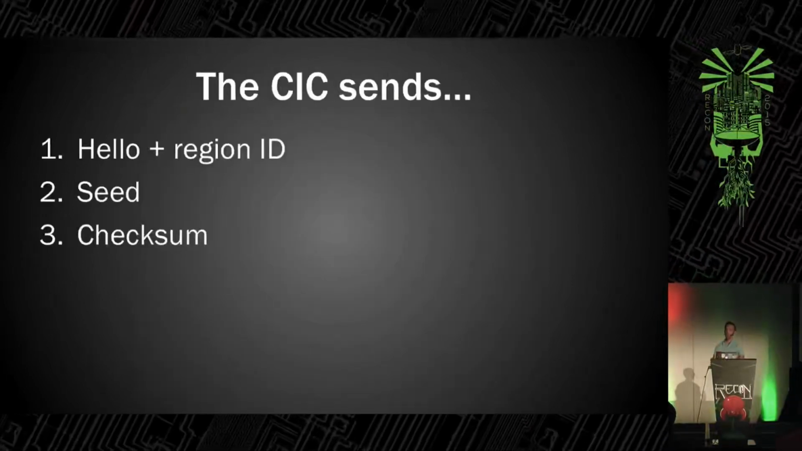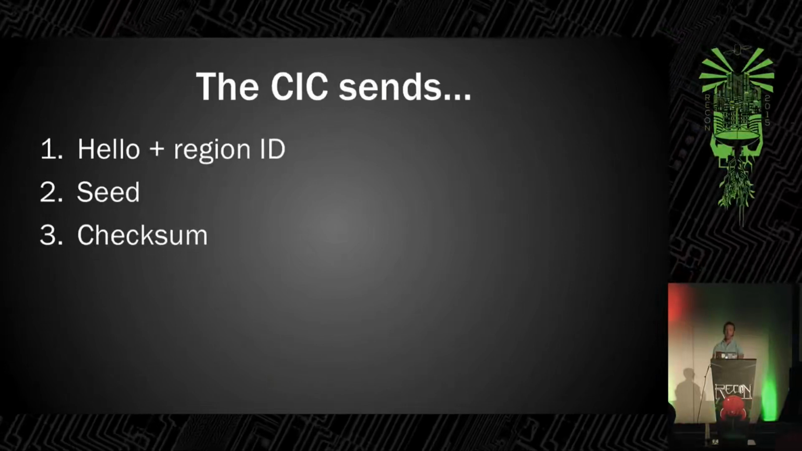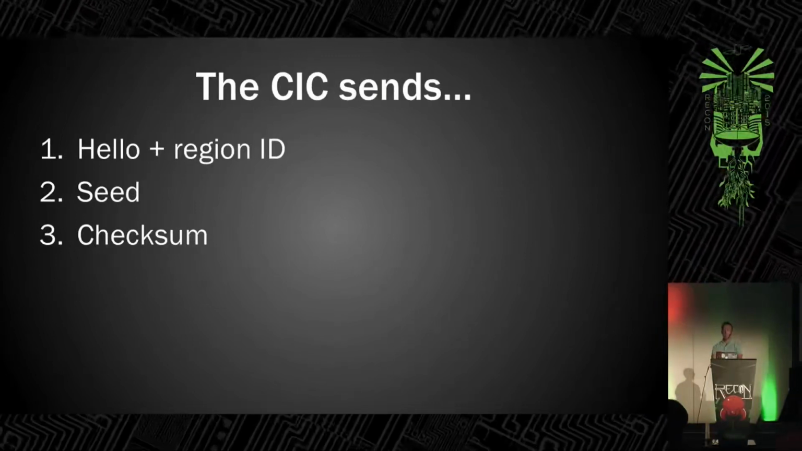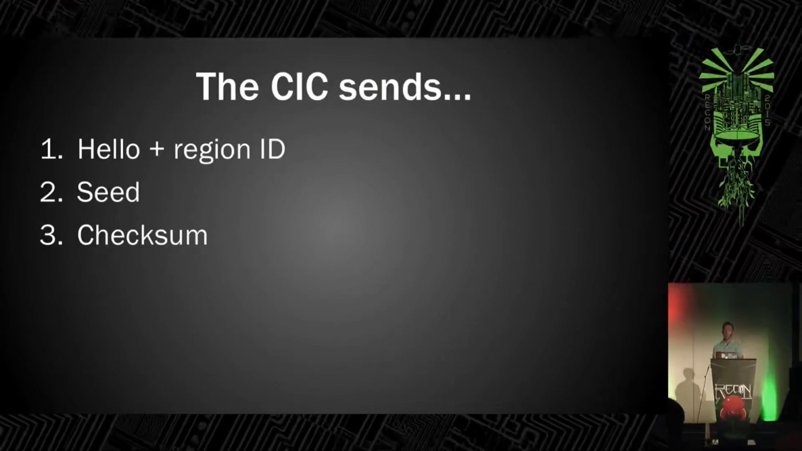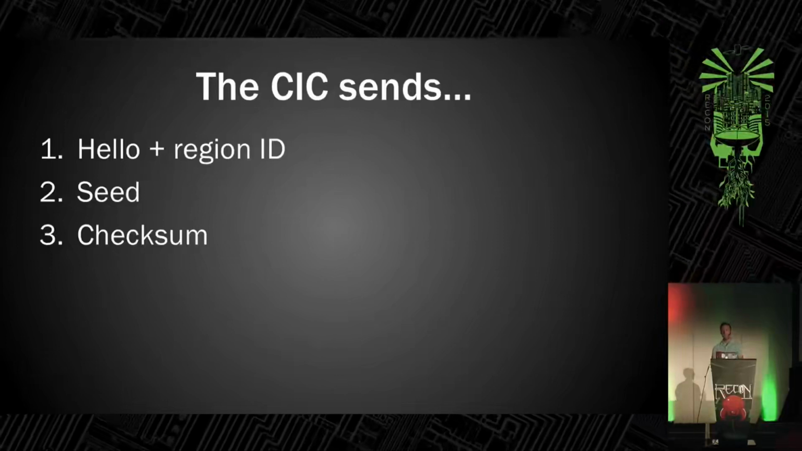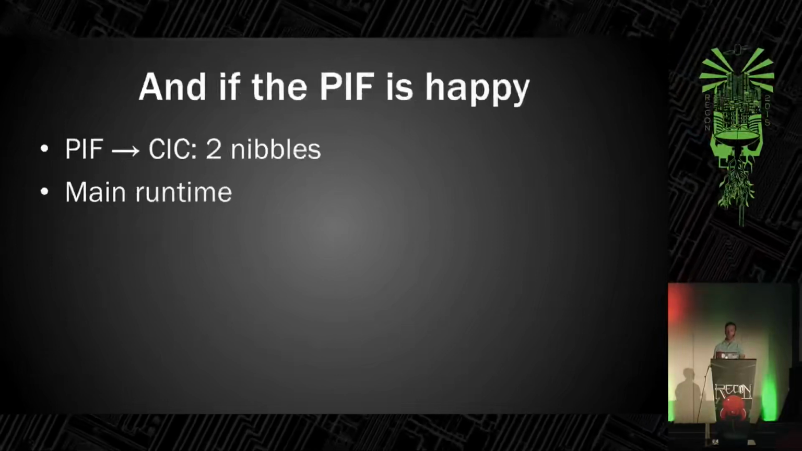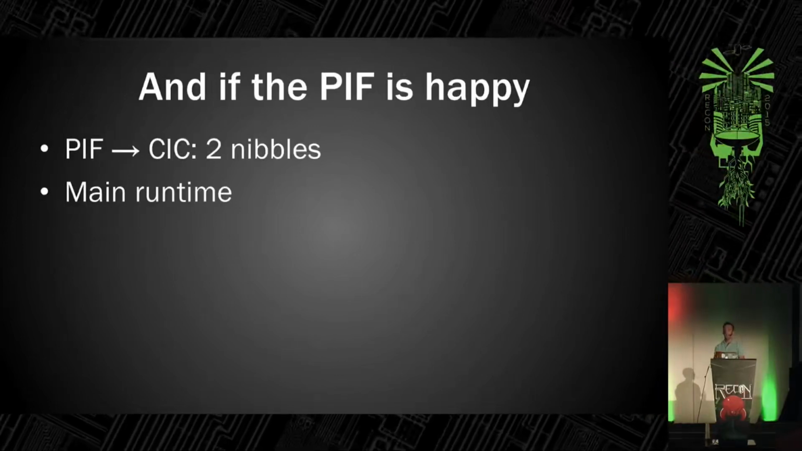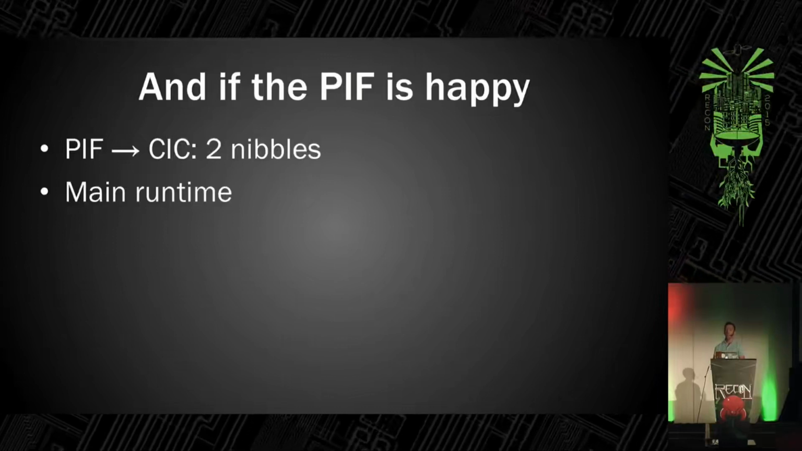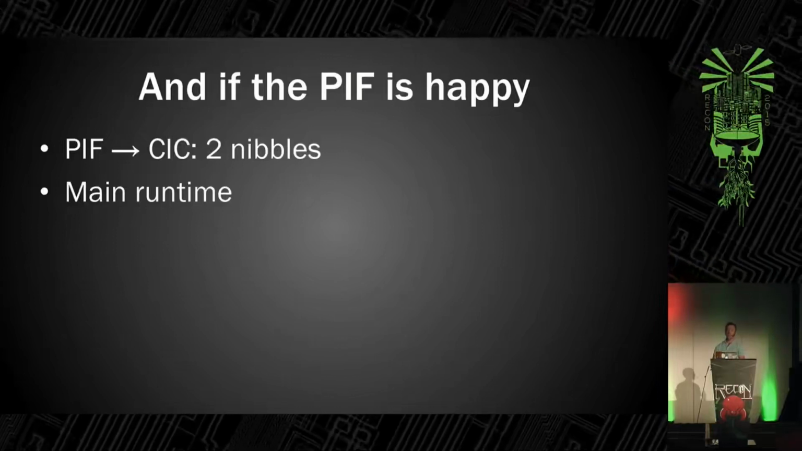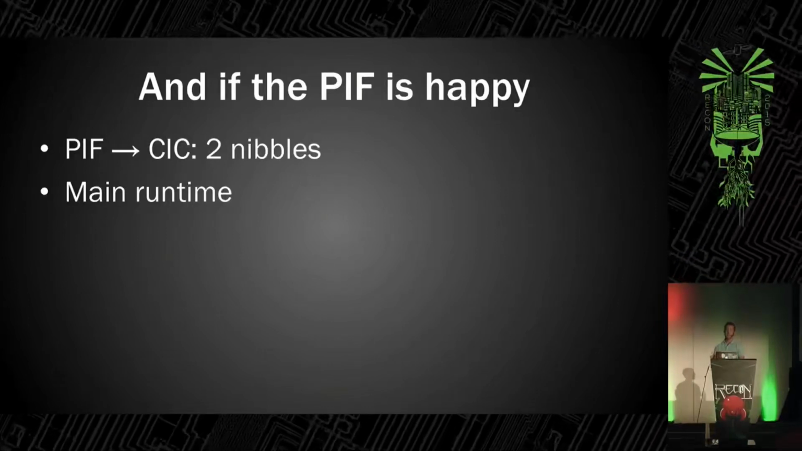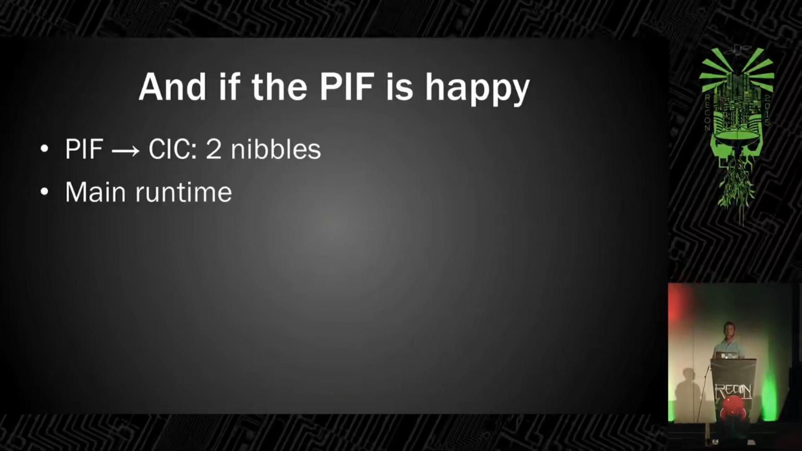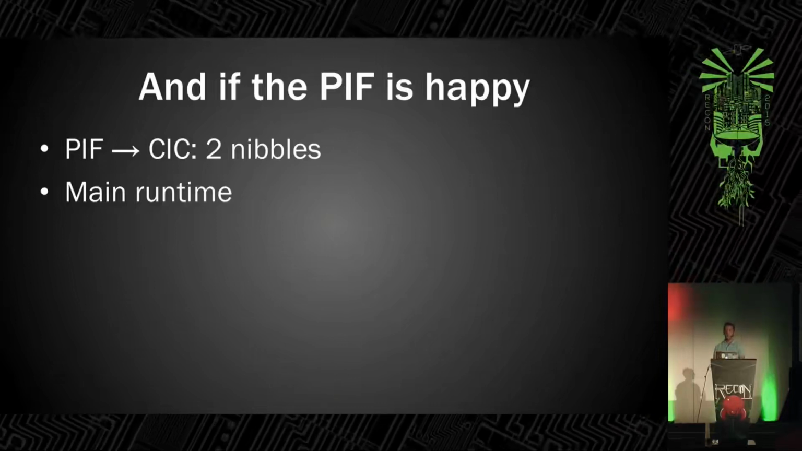To give an overview of how the chip actually works, the second the console turns on, the CIC sends the following data to the PIF. First, it sends a hello and a region ID to identify whether it's a PAL or an NTSC chip. It sends a value called a seed and a checksum. Now, the PIF looks at this data and decides whether it likes what it sees. At any point in this process, the PIF can decide that it's not going to allow the console to boot and just cause the console to freeze, and the CIC will just sit there waiting forever. If the PIF does like what it sees, it sends the CIC 2 nibbles of data to precede memory, and then both chips enter the main runtime.